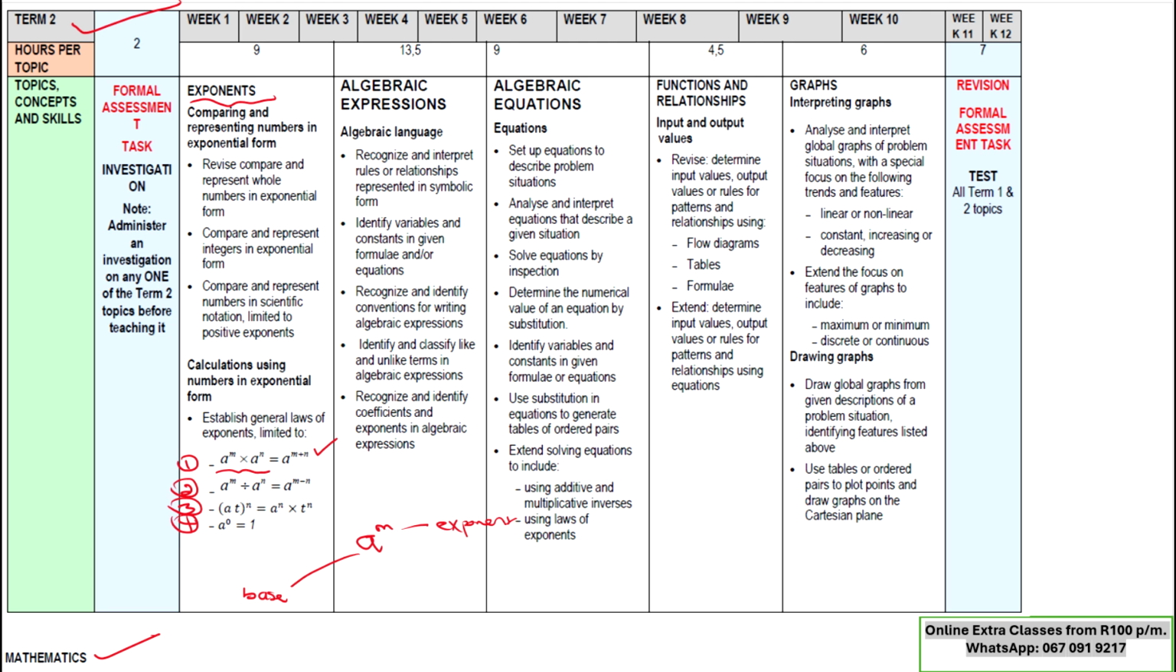And then another thing that we also need to understand is algebraic expressions. So guys, the difference between an expression and an equation is that an equation will have an equal sign, right? So let's say we have 3 plus 2x plus 4x squared equals 0. I mean, this will be an algebraic equation because of the equal sign, right?